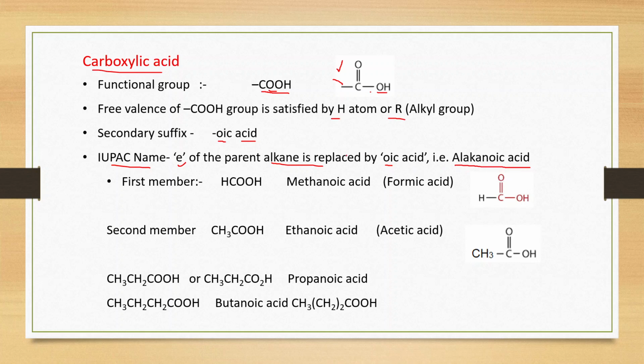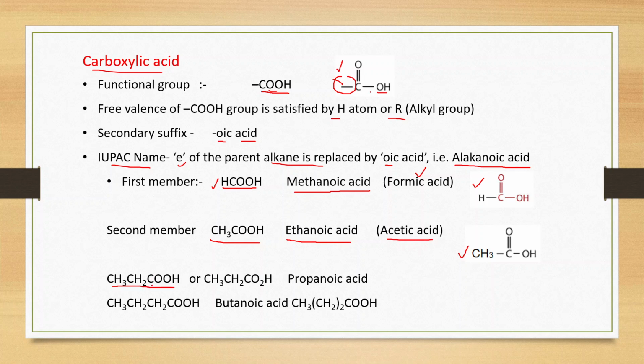If this valency is satisfied by hydrogen, then we will get its first member HCOOH. This is methanoic acid. Commonly this is known as formic acid, and this is the structure of this compound. Second member is CH3COOH, ethanoic acid. This is acetic acid commonly. Next, you can write this is CH3CH2COOH.